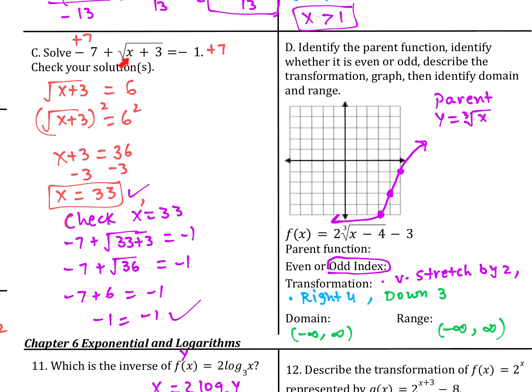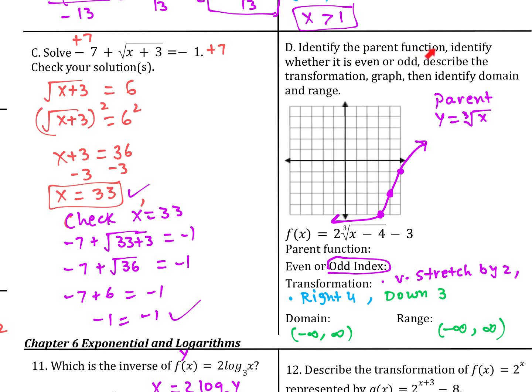Next is solving for x, which is a square root of x plus 3, plus 7 on both sides. You got square root of x plus 3 equals 6. Take the square on both sides. The square and square root cancel. We got x plus 3 equals 36. Minus 3 on both sides. x equals 33. When it says check the solution, you take the x value and plug it in for x in the given equation. And you got the answer, which is true.